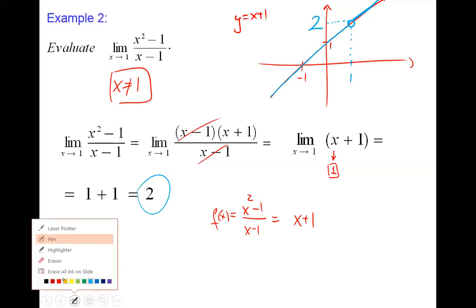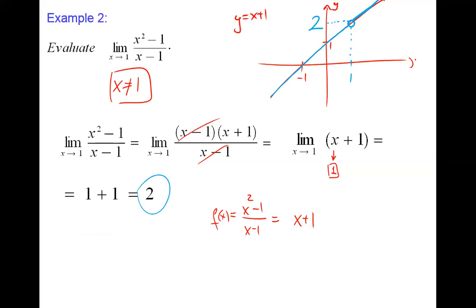That means the limit is 2, but there's no value. It's the open dot. No value at 1, but the limit is 2. We can see we did simplify the function, and the function is just x plus 1, but we have to remember there is still no value at 1. Even if this looks like a function with a value at 1, this expression x plus 1 came from the original rational function.